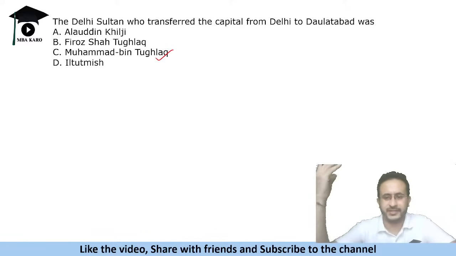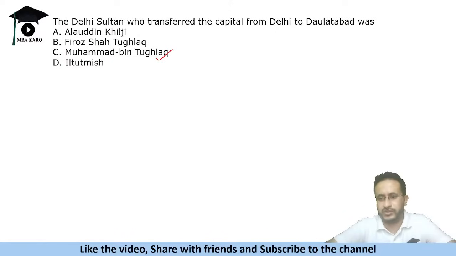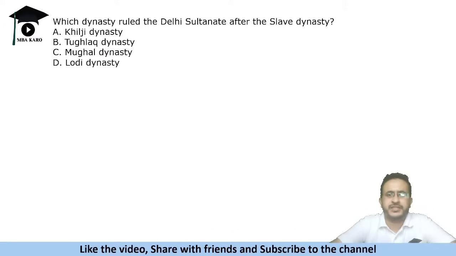And then they returned, and on the return way also a lot of soldiers and army was lost in it. Okay, so that is Muhammad bin Tughlaq. So he's infamous for this thing. Okay, for this foolish act, transferring the capital, taking the entire fleet with him. Which dynasty ruled the Delhi Sultanate after the slave dynasty?